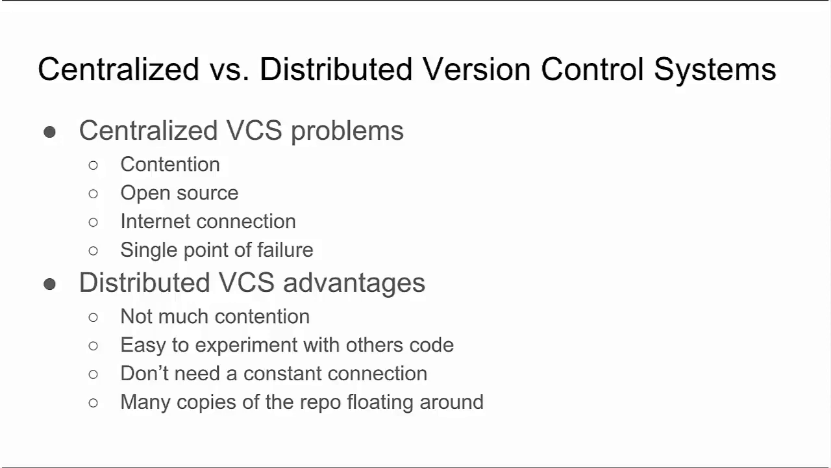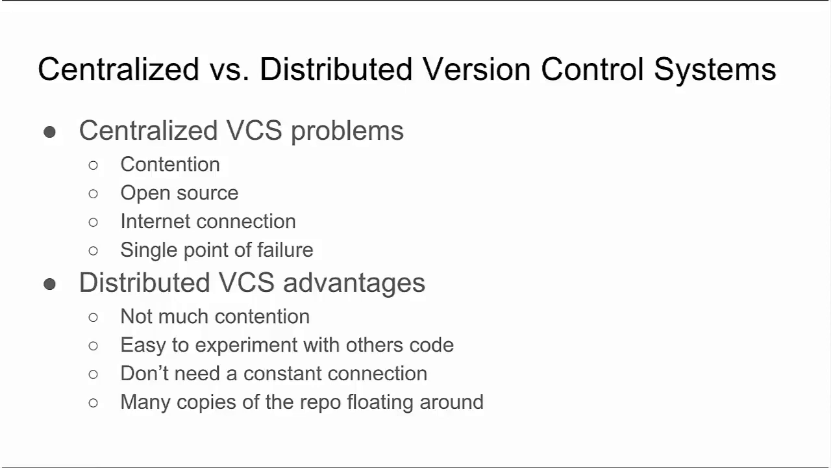Another problem is you need a constant internet connection, which it's not really a big deal these days, but if your connection went down for some reason, you couldn't commit and move on. Instead, you had to wait to make your new changes until the connection was reestablished. Another problem, there's a single point of failure. If the centralized server went down, the whole team had to wait for it to be fixed before any committing could be done. So along came distributed version control systems.